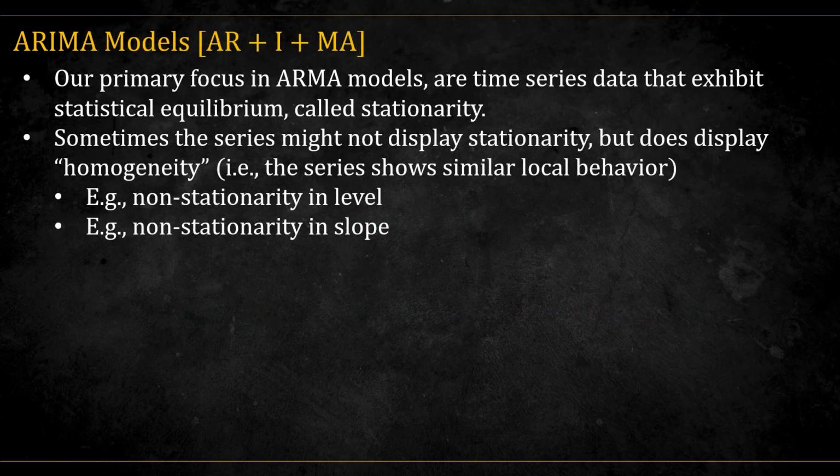The primary focus in ARMA models are time series that display some statistical equilibrium, which is called stationarity. We will learn more about it in the next video. But sometimes we have non-stationary data that still displays some form of homogeneity. That is, the series' local behavior is similar between different parts of the series. Or the local behavior of the series appears to be independent of its level or slope.